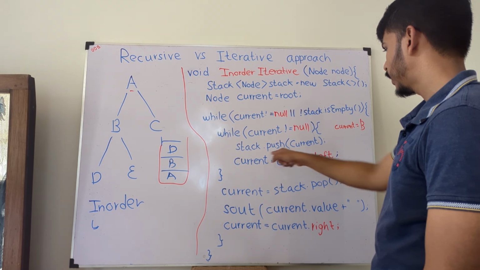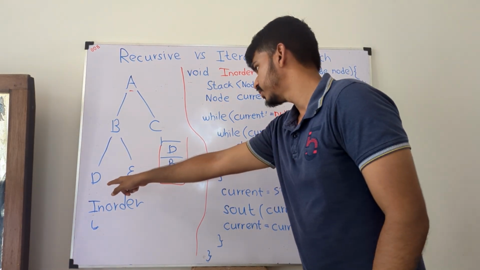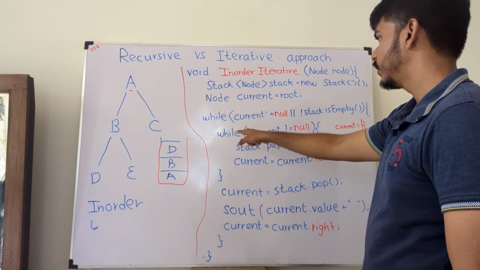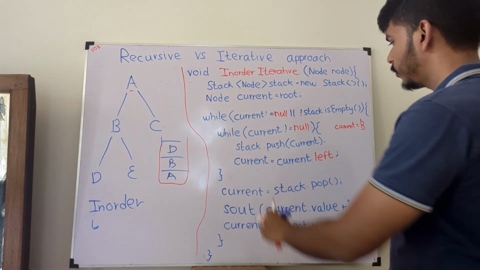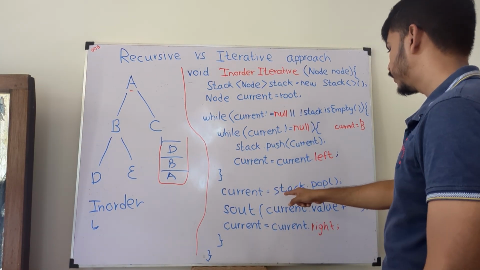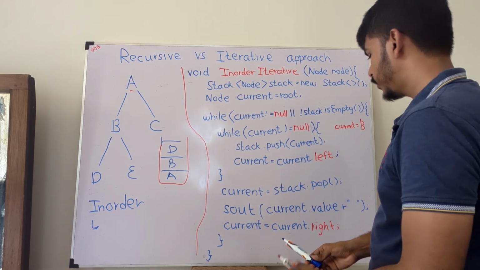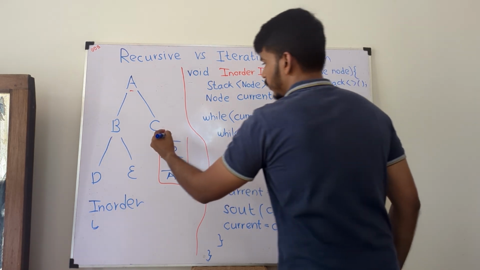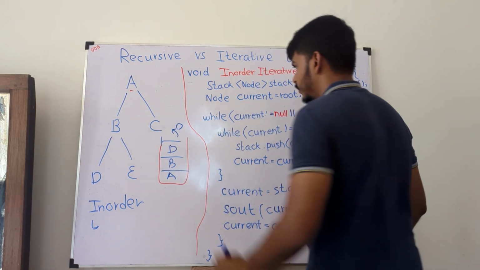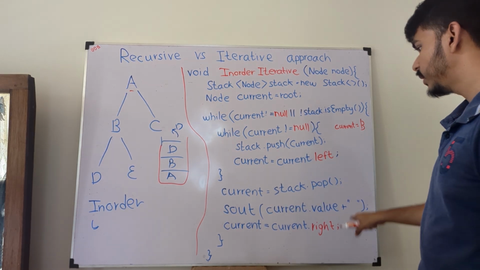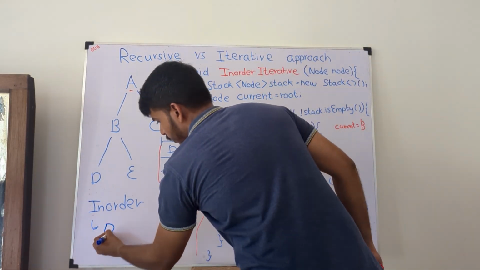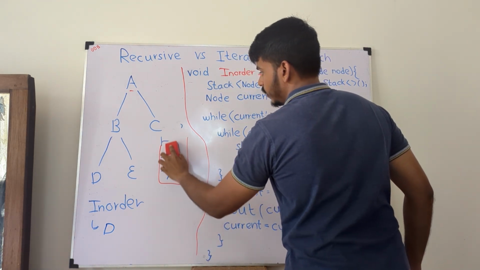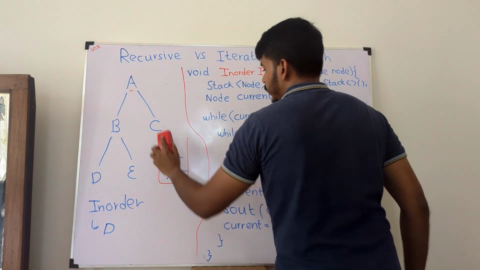Then after that, current dot left. D doesn't have a left child, so this becomes null. Then this while loop stops and it goes to the statement current equals stack dot pop. So it takes out the topmost element from the stack, which removes D. Then we are going to print that value, so D is printed. In the stack, D is removed and only A and B remain.